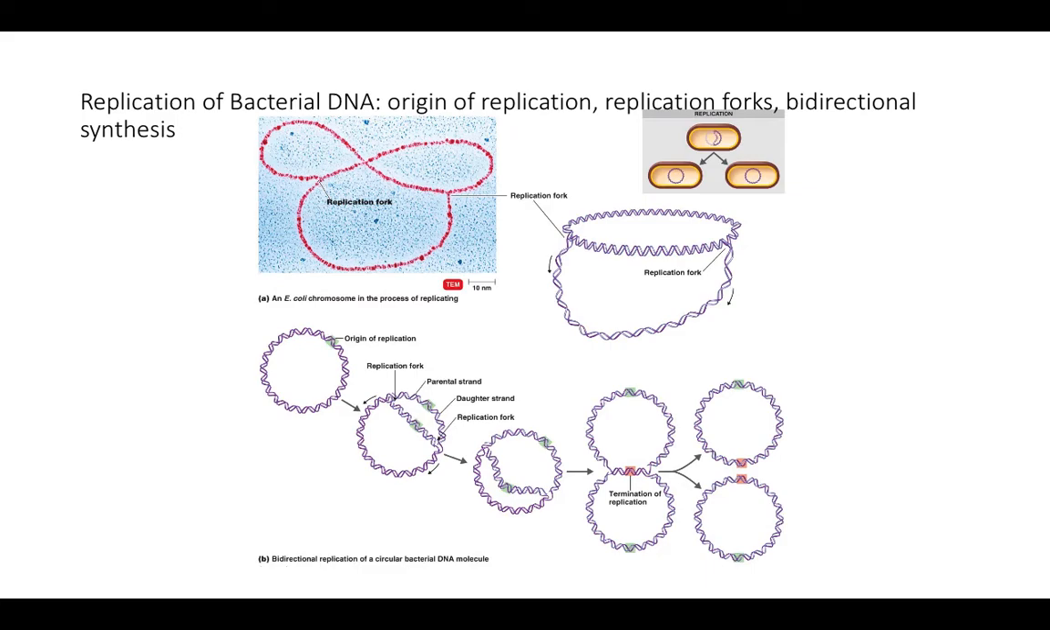We said that DNA replication is bidirectional, right? So synthesis will occur this way around the chromosome and that way around the chromosome. And when the two replication forks meet at this area opposite of the origin of replication, that's the termination of replication. So here they've met, and then the two chromosomes separate, and then that's when the bacterium can divide in two.